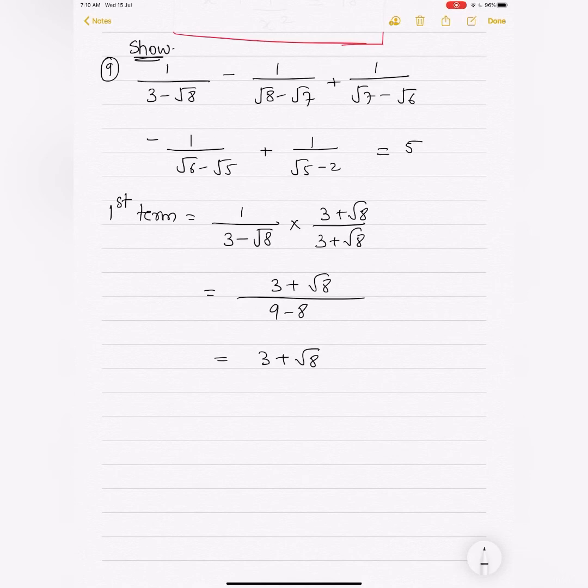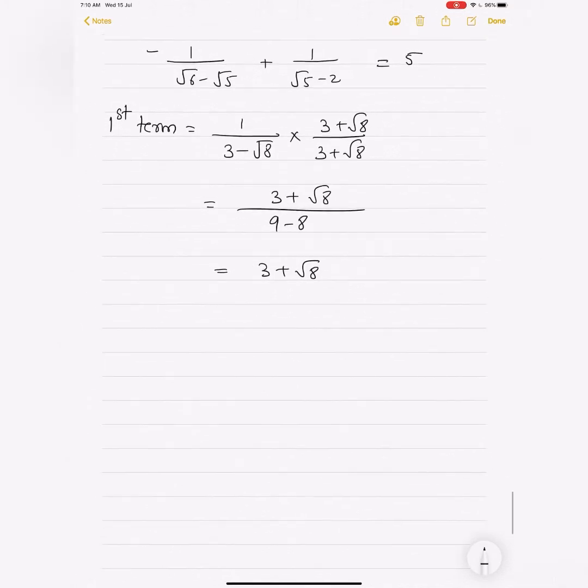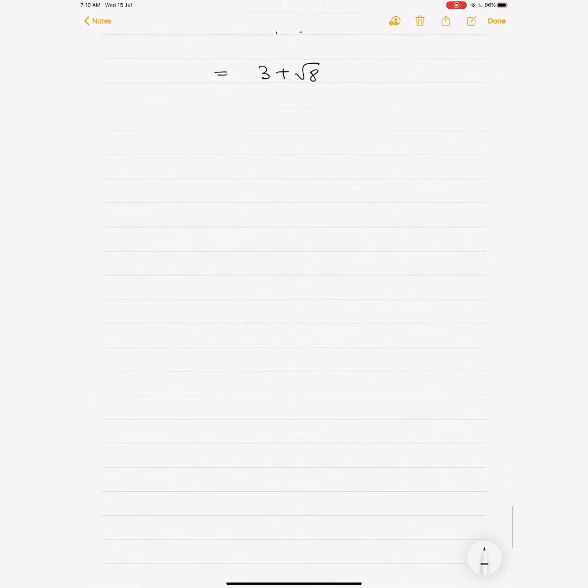Now how I did the first term, you're going to do the second term, third term, fourth term, fifth term, and then just substitute those values in the left hand side. You will get the value of all of them. The second one will come as root 8 plus root 7, then root 7 plus root 6, and so on, and then add, subtract, you will get the answer. Guys, now next problem, number 10.